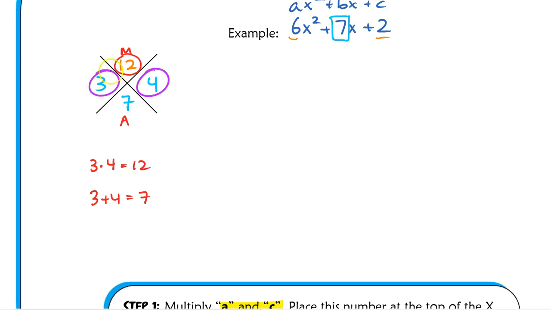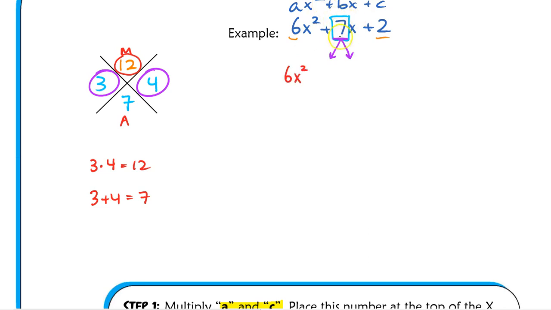So what we just did is we split this 7 into two different numbers, 3 and 4. So I'm going to rewrite this entire trinomial as 4 terms now by splitting this middle term, and I'm going to draw little arrows to help you remember you want to split that middle term. What you do is you drop down the first and the last term. So this 6x squared is going to drop down.